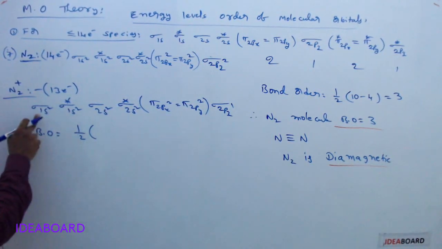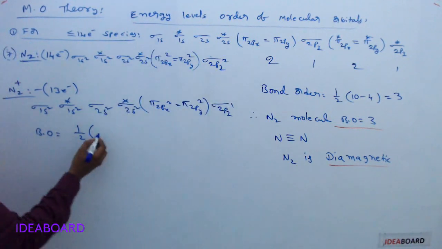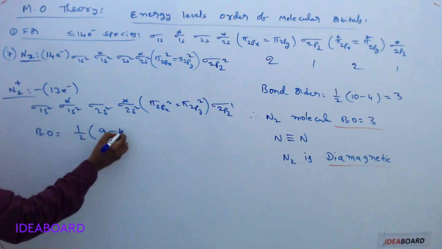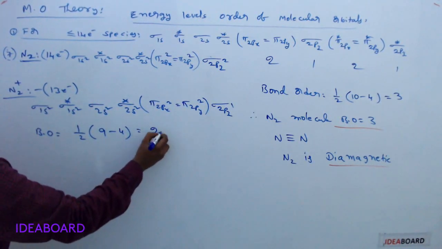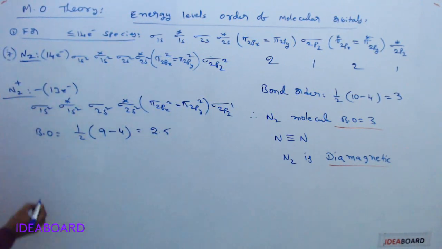What is the bond order for N2 plus? Bonding electrons 2, 4, 6, 8, 9, not 10; minus antibonding 2, so 9 minus 4, that is 5 by 2. 5 by 2 means 2.5. This is called 2.5.